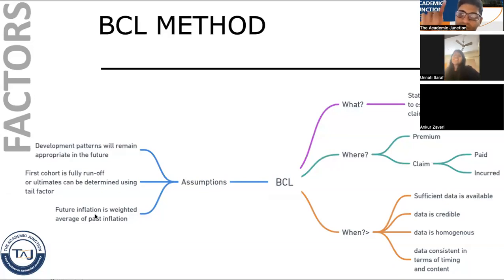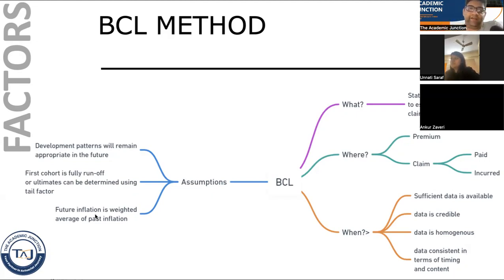Okay, fair enough. Ankur, any idea? Can you take a stab at the assumptions? I think the third one would be on inflation itself, that the past inflation is a good representative for future inflation. Okay. And the second one? So the first, like she said, would be the same. And the second, I would say the mix of business would fairly remain the same.